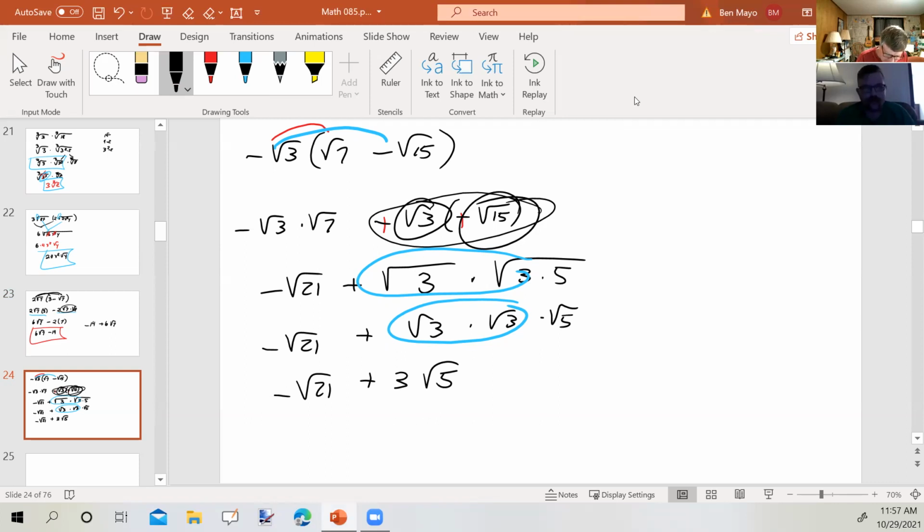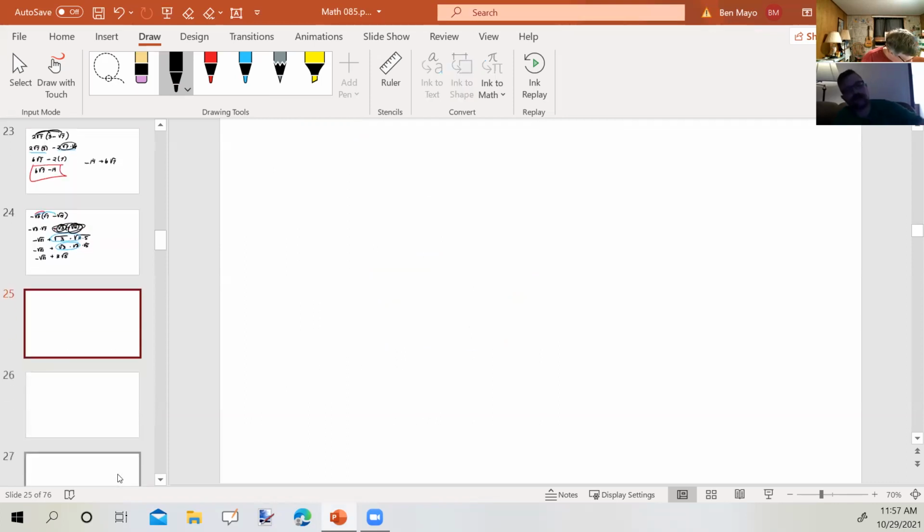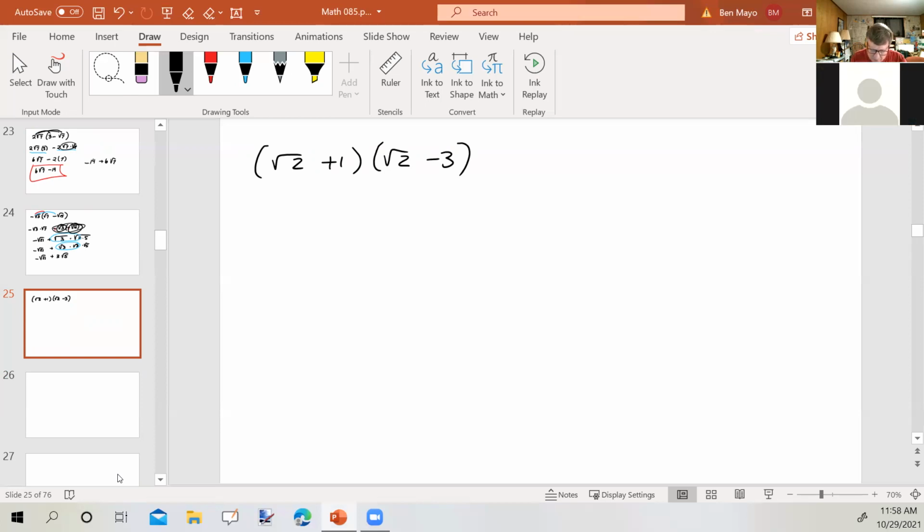Okay, let's see here. Now let's look at some real fun stuff. The square root of 2 plus 1 times the square root of 2 minus 3. I know it's real fun, but for whom, right? Probably just for me. So now we're going to actually FOIL these together. Again, the directions say all variables represent positive real numbers. There's no variables in this problem, so it doesn't matter.